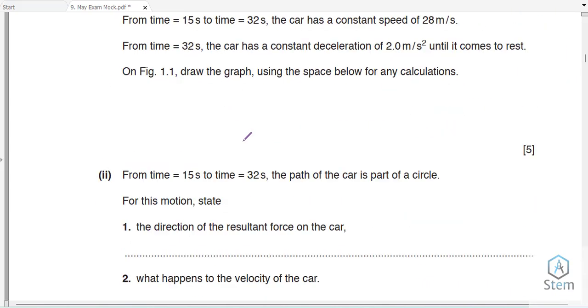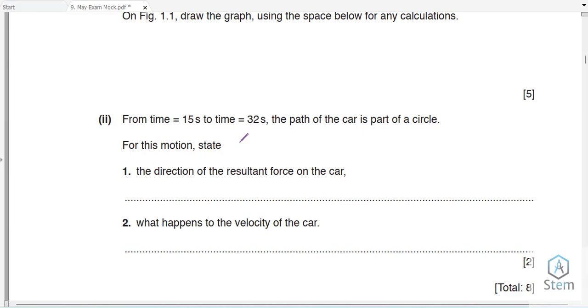All right. From time 15 seconds to time 32 seconds, the path of the car is part of a circle. So we are now talking about circular motion. The resultant force is always pointed towards the center of the circle.